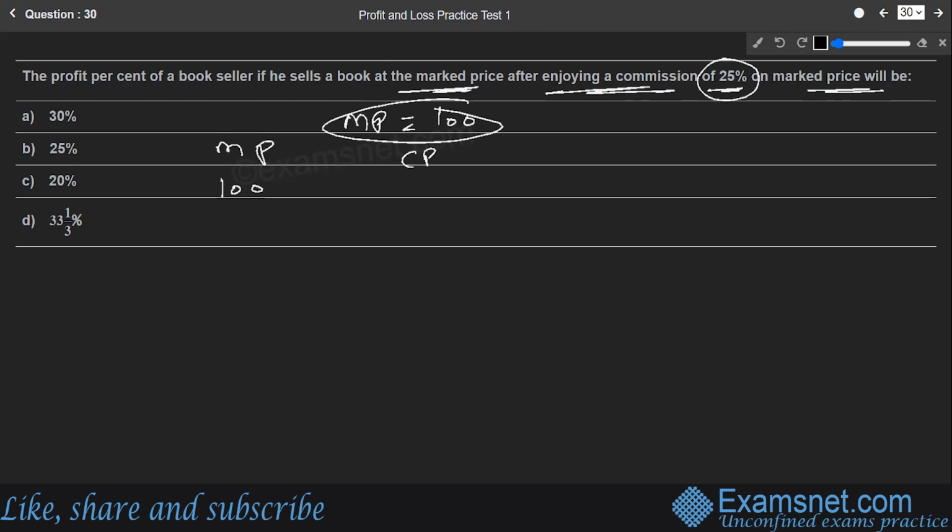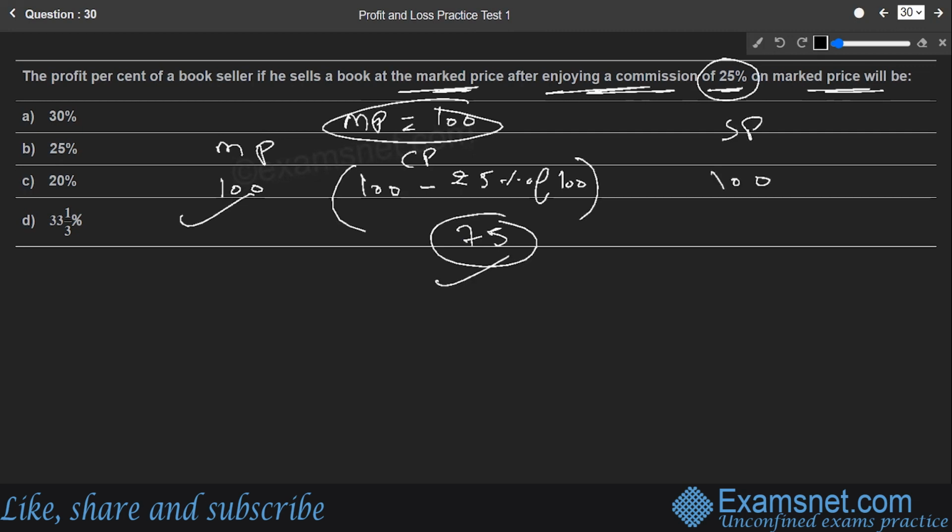25% lesser. So how much is that? 100 minus 25% of 100. So this should be the ultimate cost price because he has already enjoyed a 25% commission. So 25% of the mark price goes into his pocket. So what should have been the actual cost price? It would have been 100 minus 25% of 100. That is nothing but 75 rupees is the cost price. 100 is the mark price, 75 rupees is the actual cost price. And how much is the selling price? Selling price is 100 again.